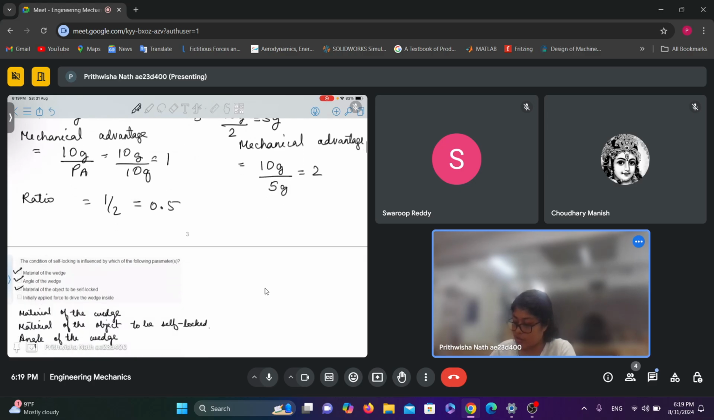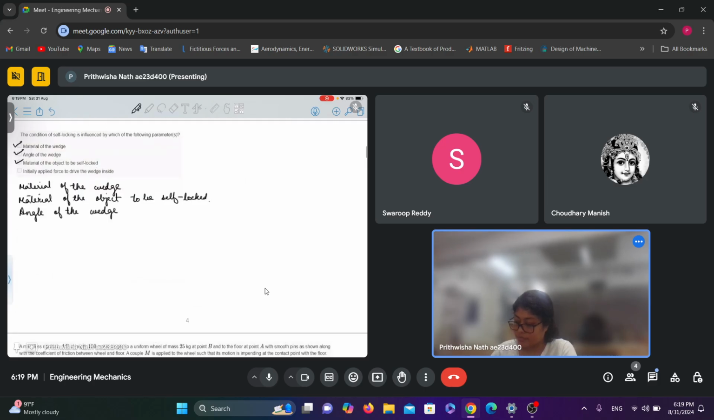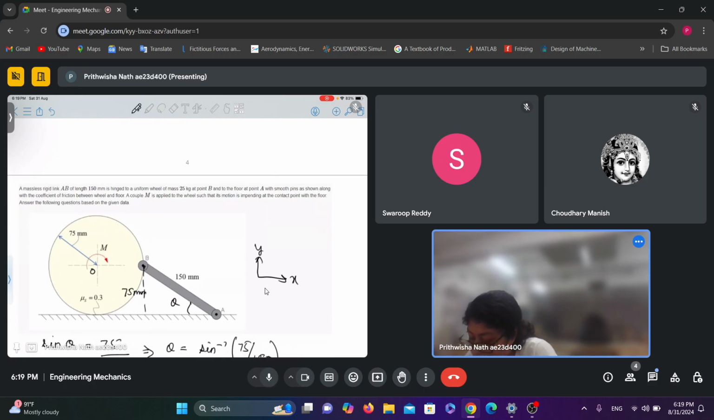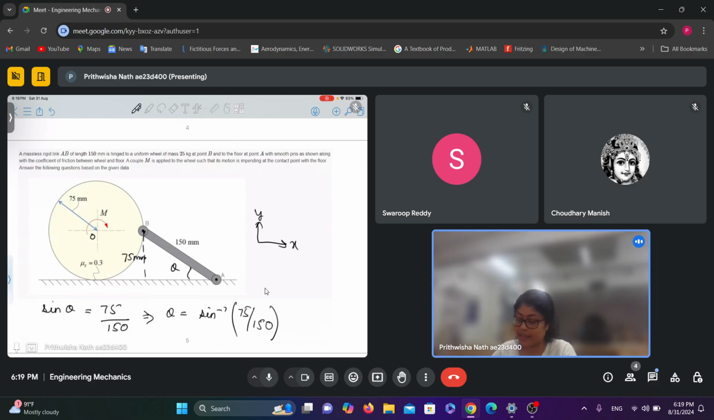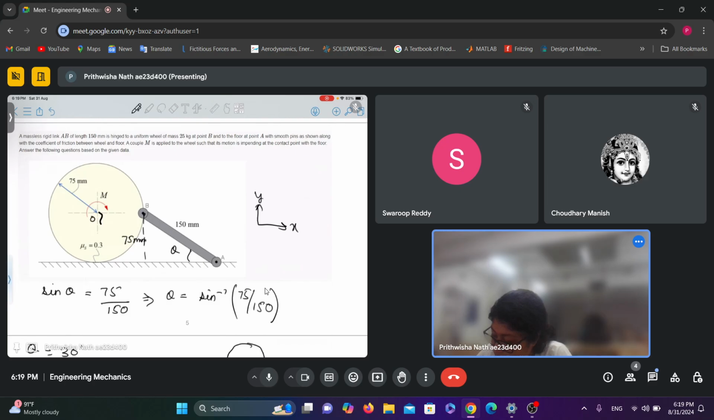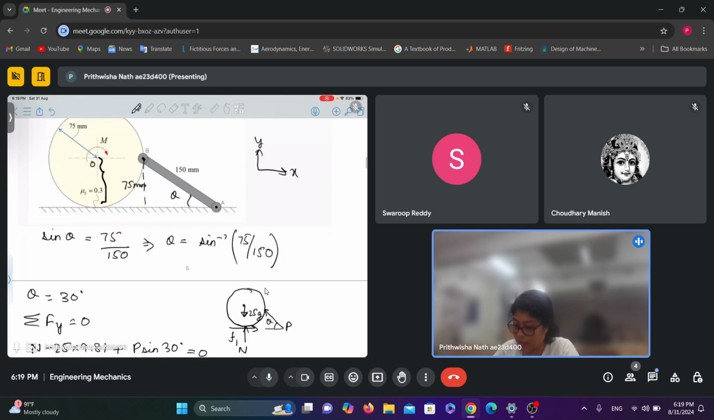This is a simple question. The condition of self-locking is influenced by which of the following parameters? In the third problem, here a couple M is applied on the wheel, and first we need to find this angle theta. From there we can solve the problem very easily. So we know that this distance is 75 because we know the radius. From there we got theta equals 30 degrees.